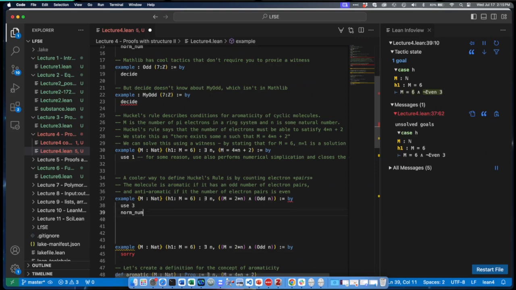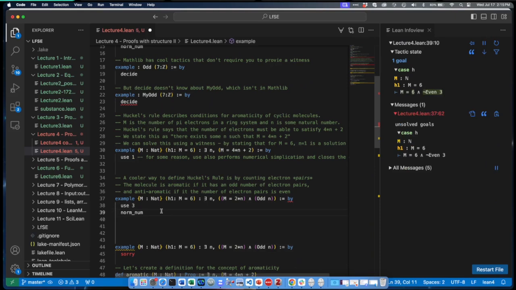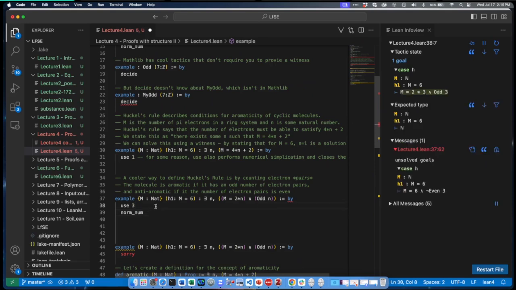Now we have, well, after running norm num, I think you're right though. We should use the right thing because we won't be able to get to m is equal to 6 with 2 times 1. Yep. So we're using 3. Norm num doesn't close the goals. It does rewrite the odd as not even, and it does simplify the 2 times 3.